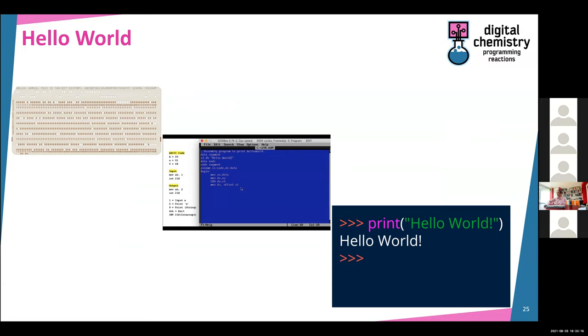You can see these levels of abstraction. This is down at the hardware. This is down at the architecture, and this is right at a high-level abstraction. You can just write in Python, hello world.